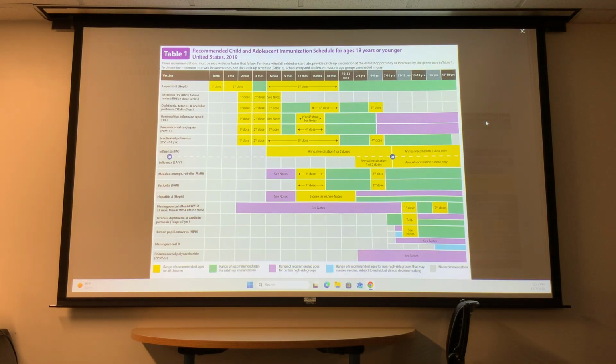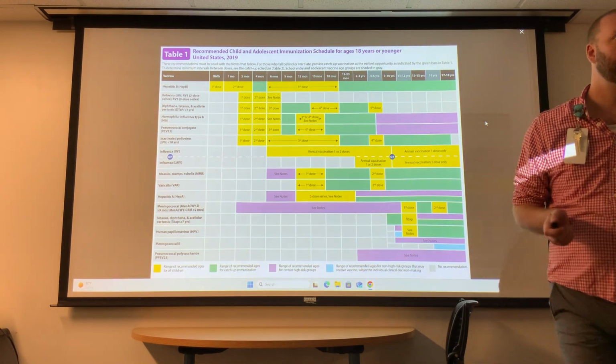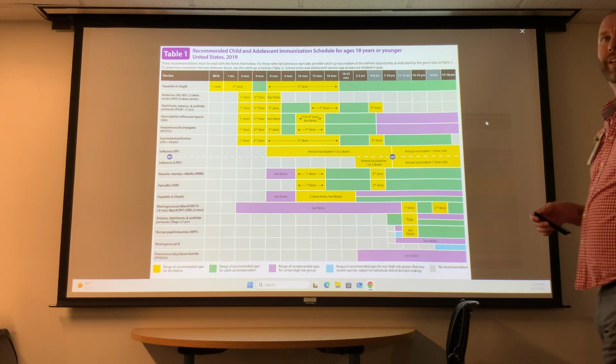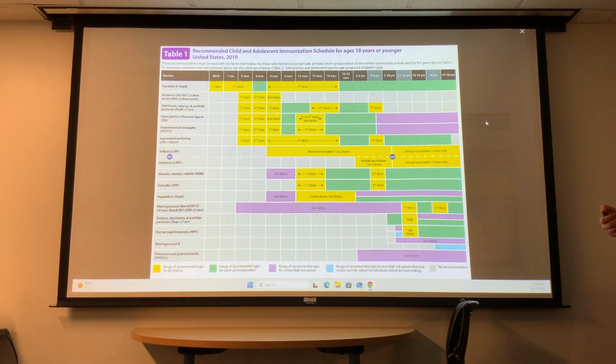Okay. So this is the vaccine chart. It does say 2019 up there. It doesn't change. Every year it is the same. The only thing that changes is the date. It's not really going to change much. It might look a little different, but hopefully it'll stay pretty close to the same.